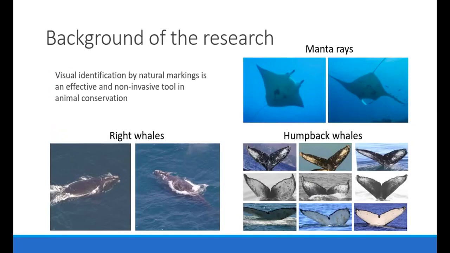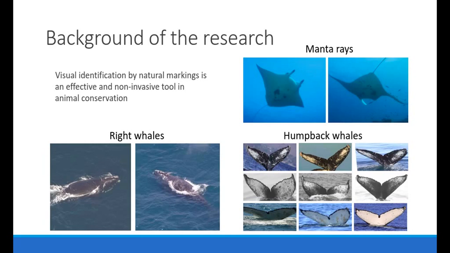Let's begin with some background behind my research. Some animals have unique markings on their bodies that are unique for each individual animal and act like human fingerprints. So biologists use these photos to identify sightings of each particular individual and record it in a database.